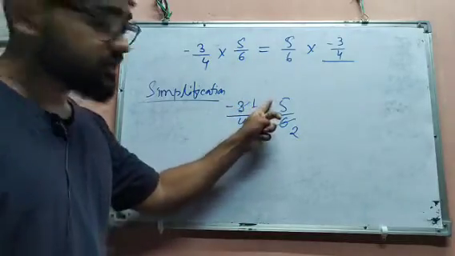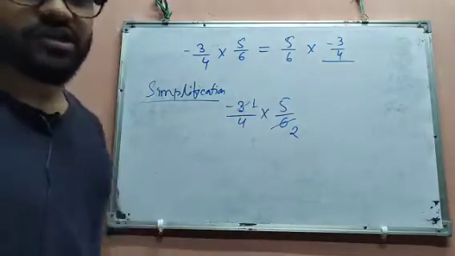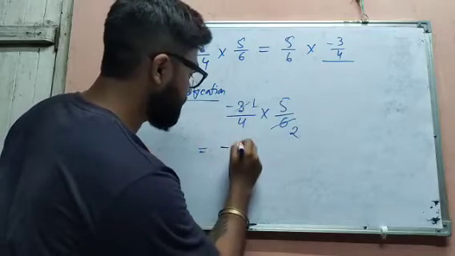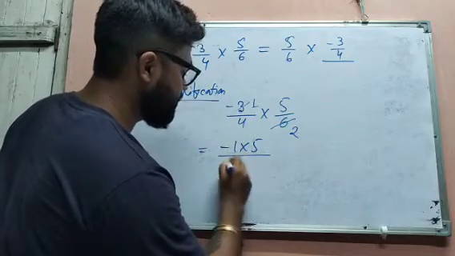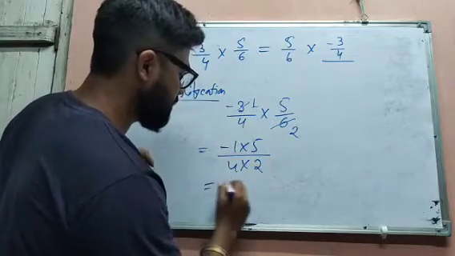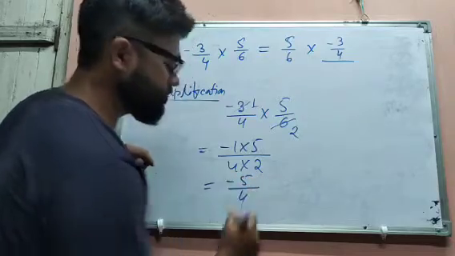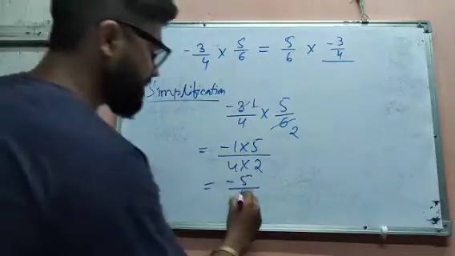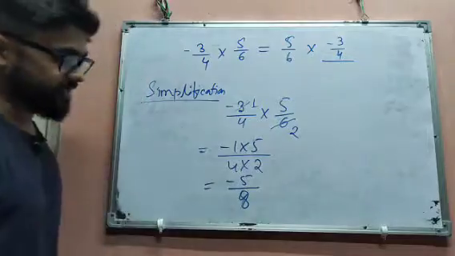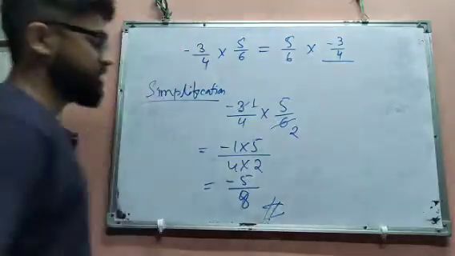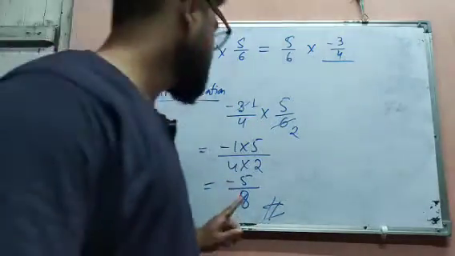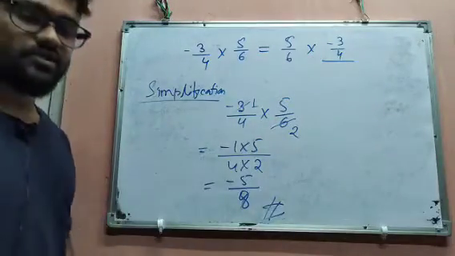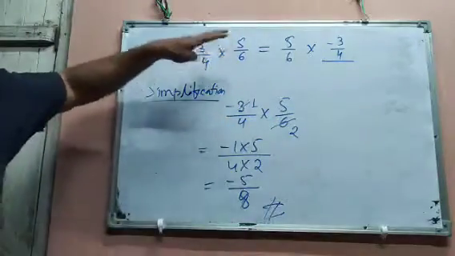As 4 cannot divide 5, the second step is what? Numerator into numerator and denominator into denominator. That means minus 1 into 5 and 4 into 2, so you will get what? Minus 5 by 4, sorry, minus 5 by 8, because 4 into 2 is 8. So this is our required answer. When we do the simplification, we will get minus 5 by 8.